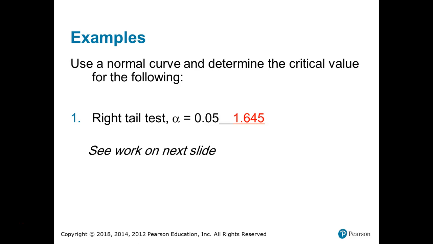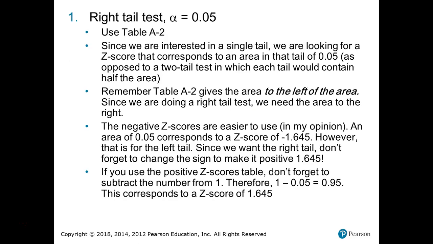And I'll show you my work on the next slide. Okay, normal distribution. We know we're looking at table A2. Alpha is equal to 0.05. Since we are interested in a single test, a right tail test, we are looking for a z-score that corresponds to an area in that tail of 0.05.